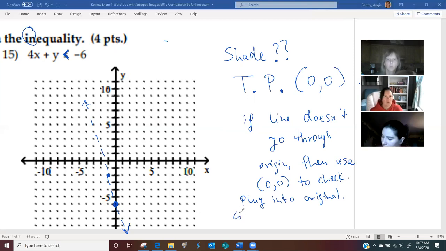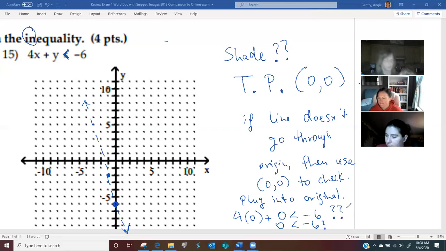So let's plug it into the original. 4x, x is 0, plus y is 0, less than negative 6, question mark. This is what we want to know. 4 times 0 is 0, plus 0 is 0. Is 0 less than negative 6? False. No. If it's false, don't shade where the 0, 0 is. Shade on the other side.